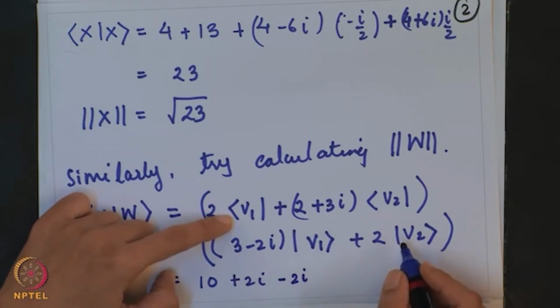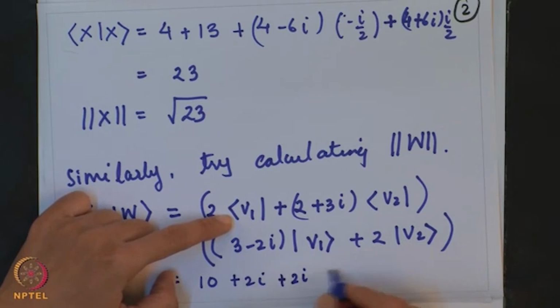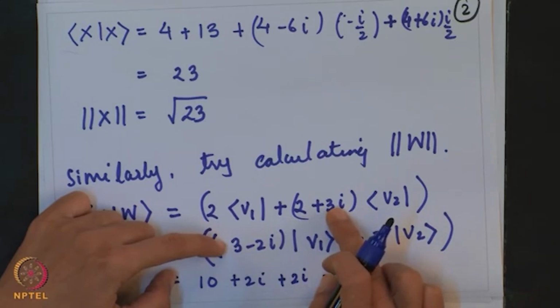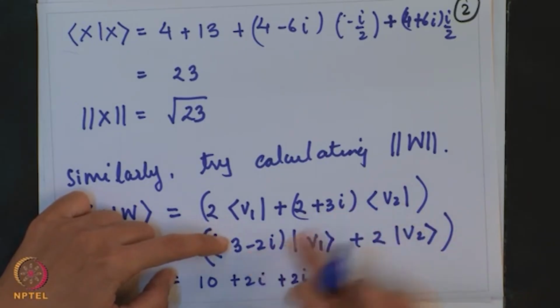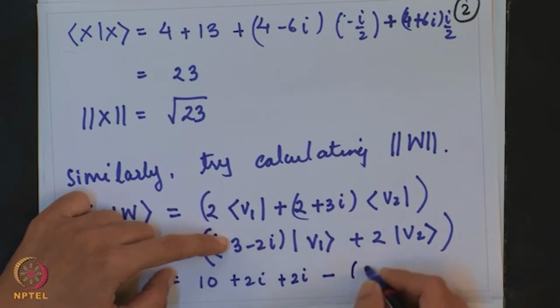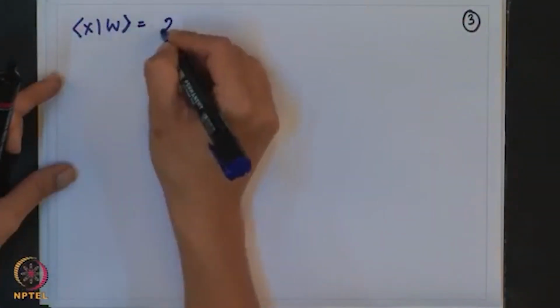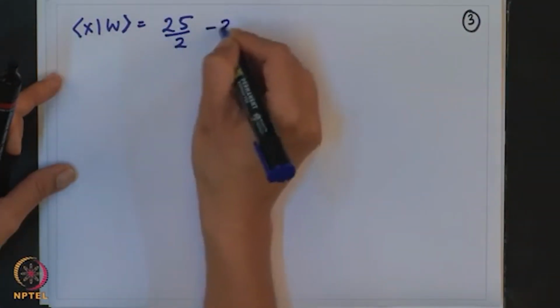<v1|v2> is plus i by 2, and the remaining term in the same way I will have to evaluate, 6 minus, this will be plus 6. So this will give me minus 6i plus 5 by 2. On simplification I obtained this. When you simplify this further, what you obtain is that <x|w> comes out to be 25 by 2 minus 2i.